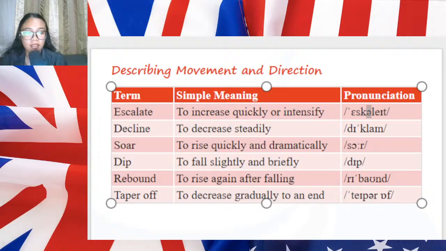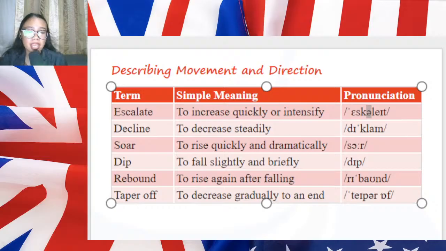Okay? All right. So in data, taper off describes a trend where an increase or decrease slows down and eventually levels out or approaches zero. It suggests a gradual conclusion to a trend. That is taper off. When it comes to pronunciation, there are three syllables all in all.